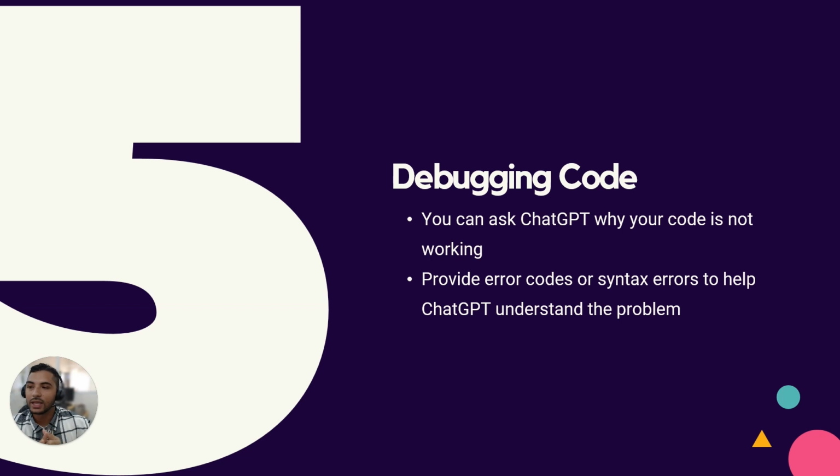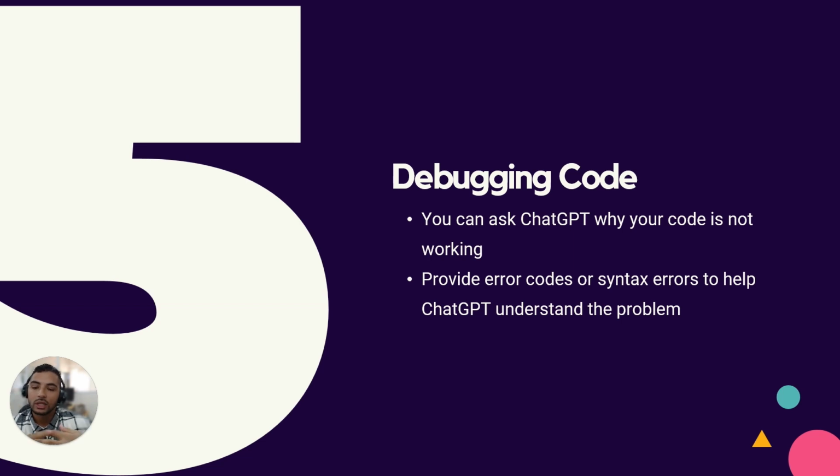Okay, so the last one, debugging code. Now, debugging code is also another crucial aspect of it. Mostly when you get errors in your code, you could be a beginner, you could be a well-experienced data analyst or coder. We all run into issues where we have an error. And sometimes errors are not the most clear to understand. So that's why we would use ChatGPT.